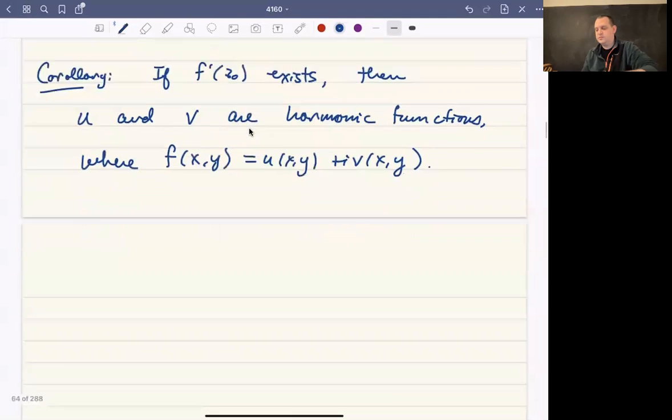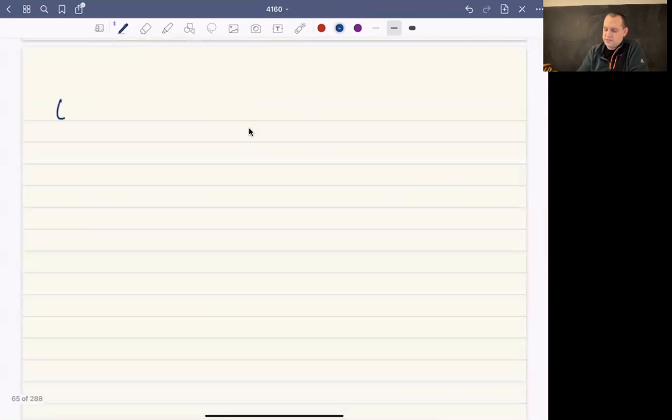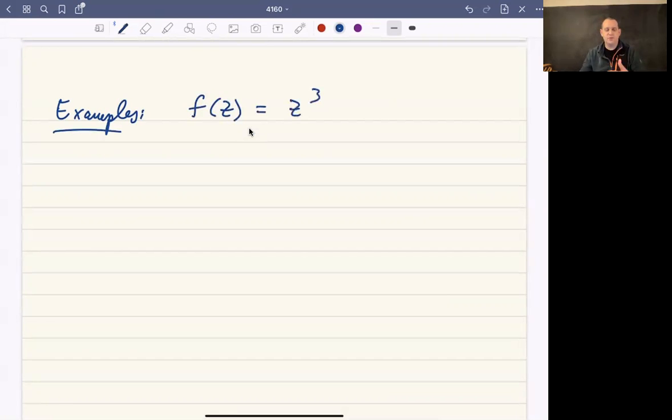The final thing I want to do as far as Cauchy-Riemann equations go is to do some examples. I've said all the statements I want to say, but let's think about some examples. Let's start with z cubed. This is one that the book does, but I want to do it anyway, so I think it's a good example. Let's look at f of z as z cubed.